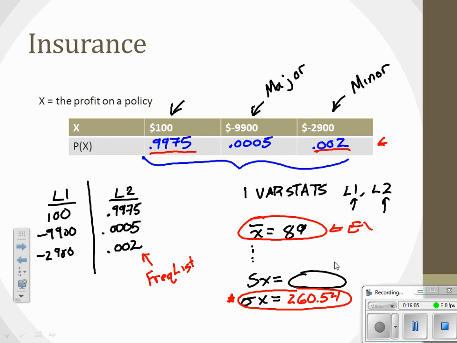So your expected payout for every policy is $89, and the typical value, which in this particular case doesn't make a whole lot of sense, and that's simply because those extreme values happen at such a rare occurrence. It's very rare that somebody pays out that much money.